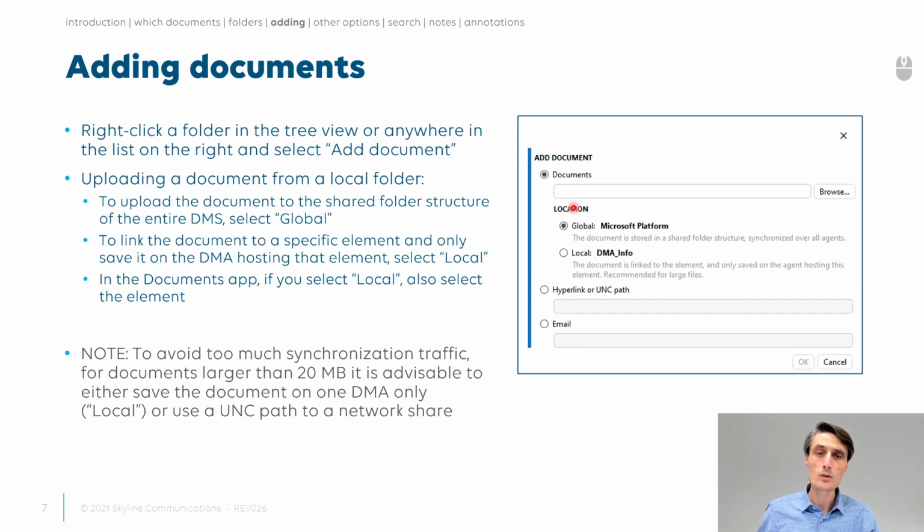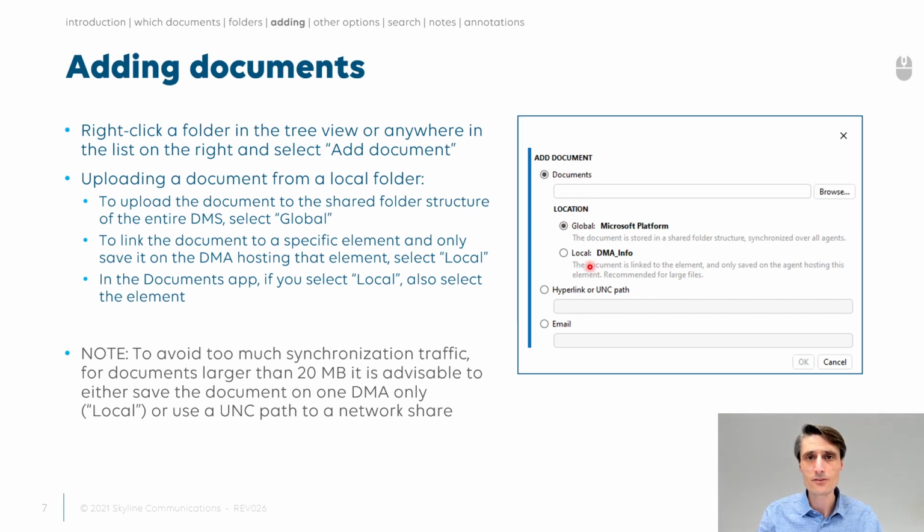So adding a document, whenever you choose your folder where you want to store it, you can just right-click and add a document or choose add document. You will see the pop-up you can see here on the right-hand side where you can choose a specific document you take from your local computer, you browse to on your computer, or you can go for a hyperlink and an email.